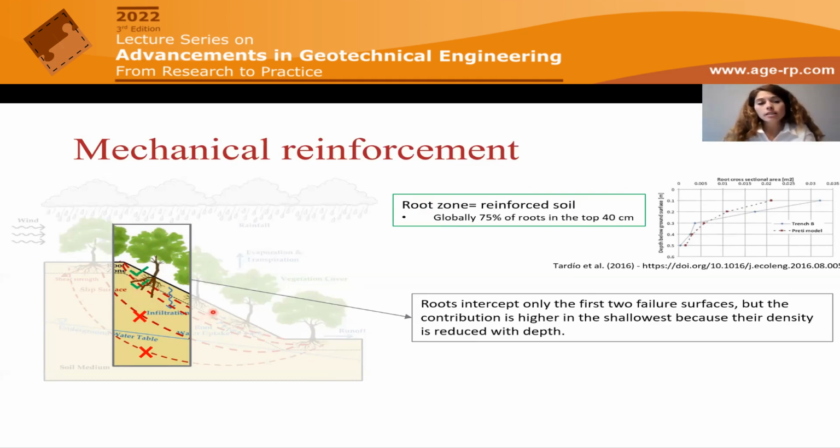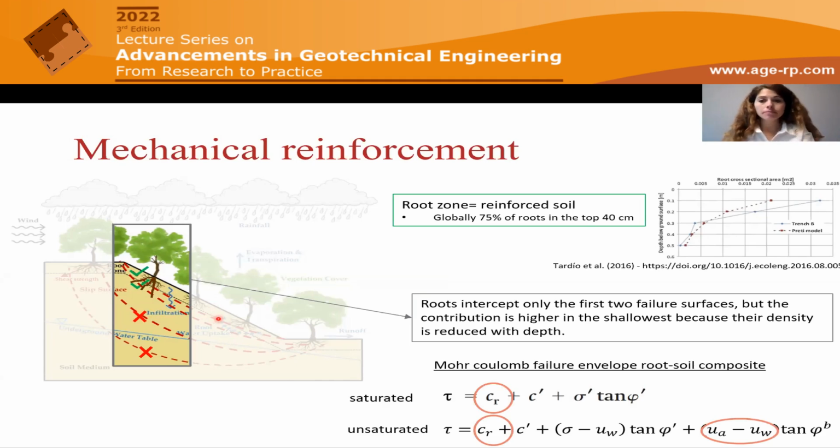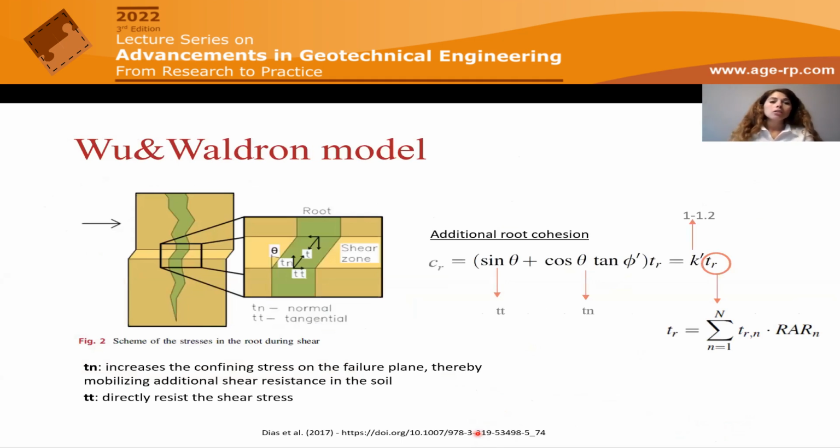And this resistance is decreasing with depth, because as depth increases, the root density decreases. And this mechanical reinforcement along the shear surface is considered as an additional cohesion. So in unsaturated condition, we have another factor now that is affecting the shear strength of the soil. In recent years, there have been a lot of attempts to model the effect of roots on the shear strength. And the first attempt was done in the 70s by Wu et al.